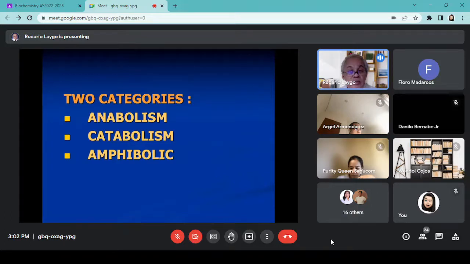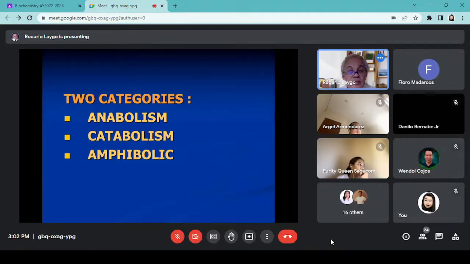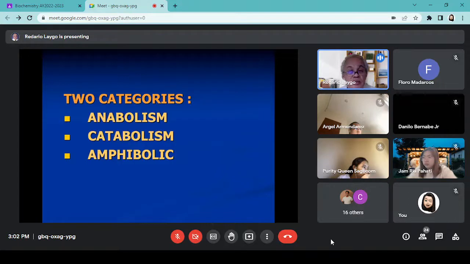Now, when you say anabolism, these are pathways that would synthesize macromolecules utilizing simple compounds. And to do that, the cells need a source of energy, and usually it is ATP. While on the other hand, in catabolism, the cells make use of these macromolecules. They try to degrade them. They try to digest them initially to convert them to their monomeric units.